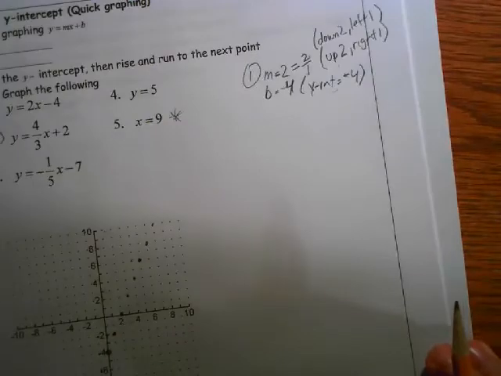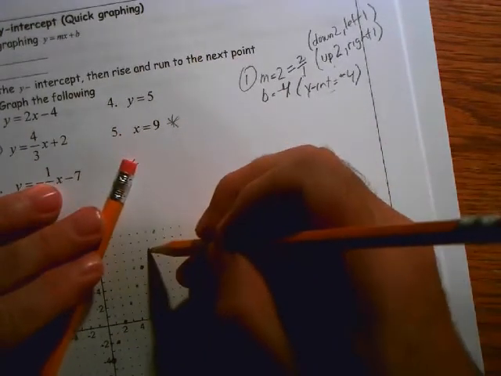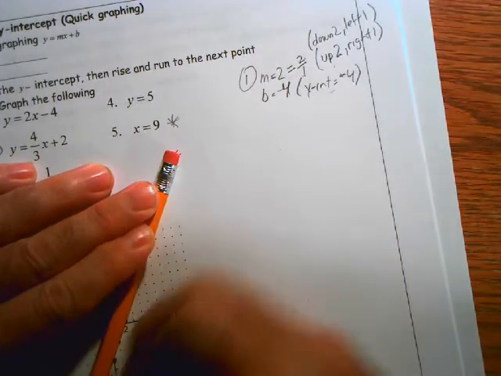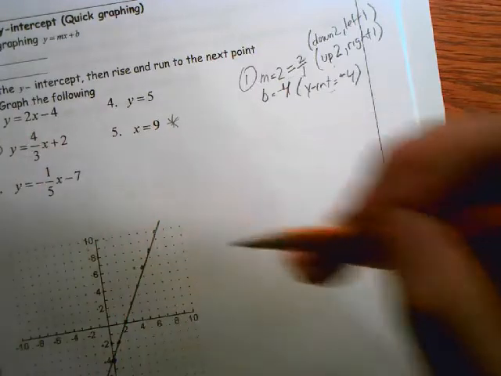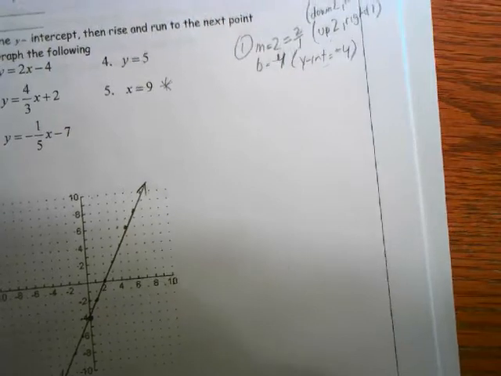But you only really need 3 or 4 points, because you know this is going to be a straight line. So when I put my ruler out and draw my line, I get that line there. Okay.